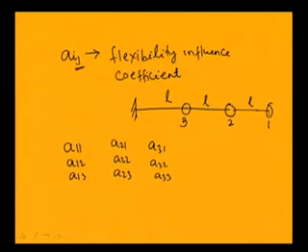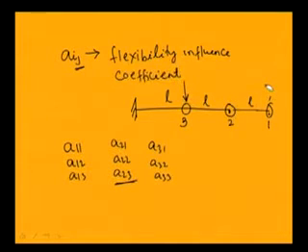Similarly, A12 is the displacement at 1 due to a unit force applied at position 2, and A13 is the displacement at 1 due to a unit force applied at 3. Similarly, A21 is the displacement at 2 when a unit force is applied at 1. A22 is the displacement at 2 when a unit force is applied at 2. A23 is the displacement at 2 when a unit force is applied at 3, and the forces at other places are 0.